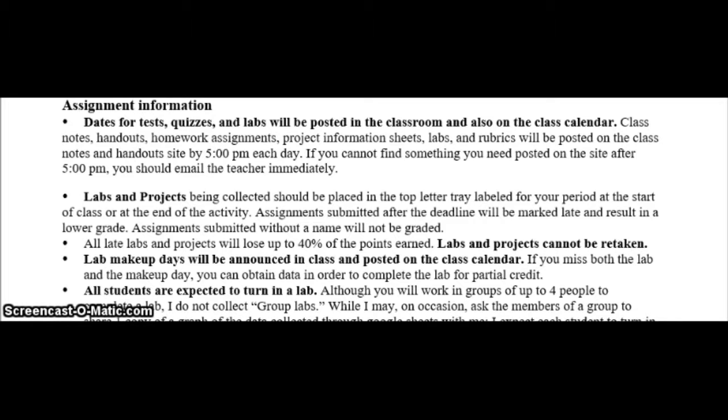Keep in mind that if you wait to ask me at the start of class the next day, it is possible I may not have another copy of the materials that you need, and it is very likely you will not have enough time to complete the assignment for full credit.